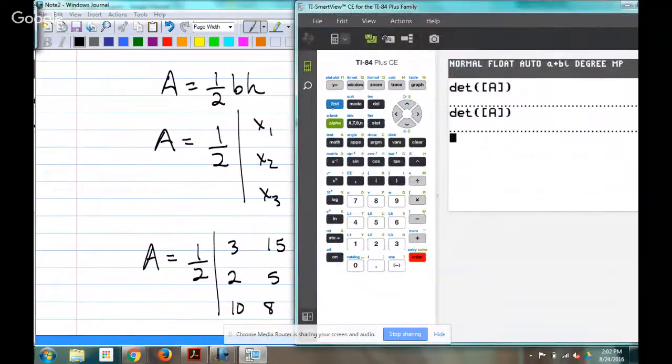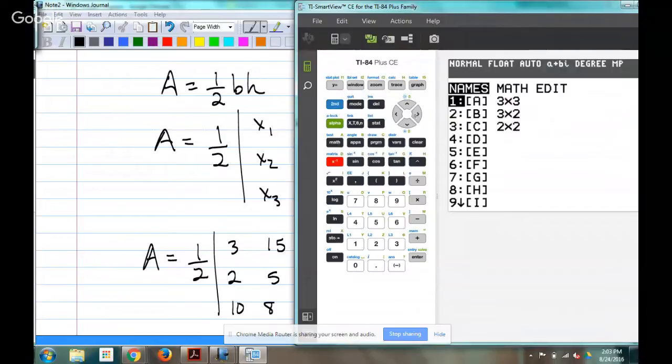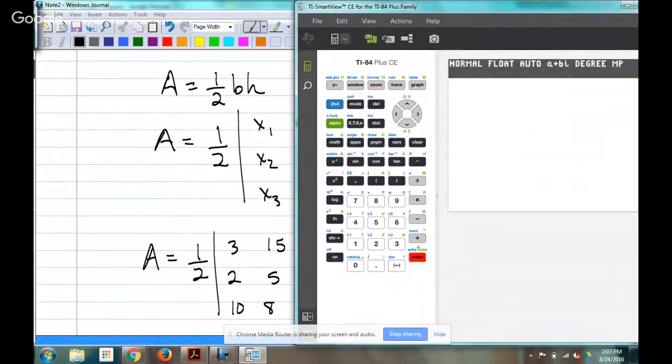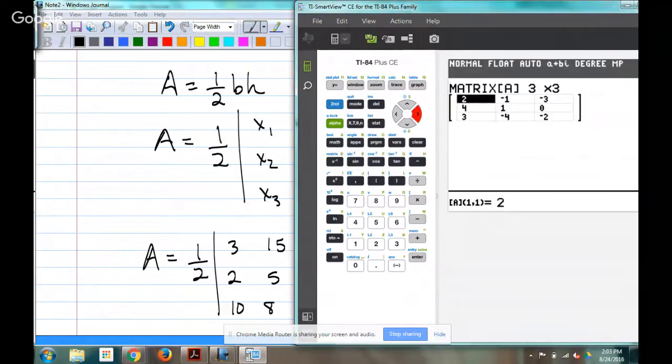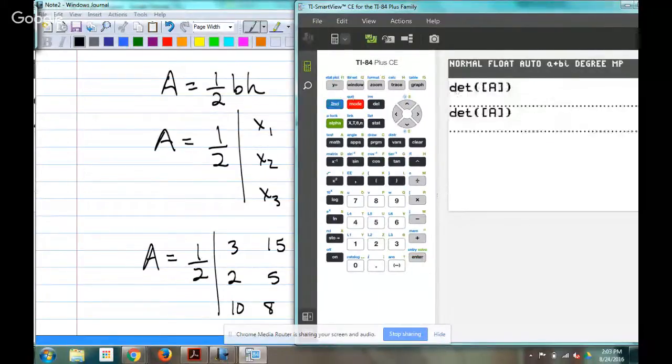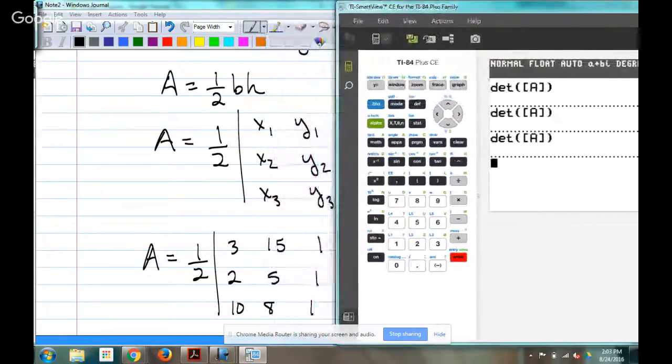calculator there. So I'm going to go to the matrix and enter in this matrix so I can find the determinant. So I got 3, 15, 1, 2, 5, 1, 10, 8, 1. Okay. Quit. I'm going to go ahead and find that determinant, and then I've got to remember to multiply it by 1/2 when I get done with that. So that is 77.